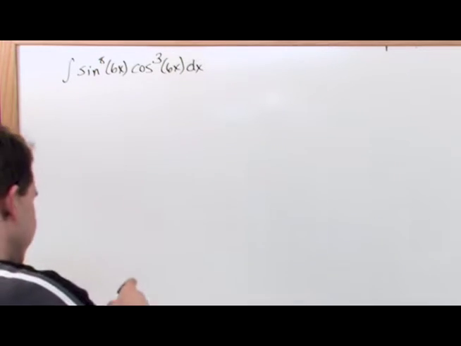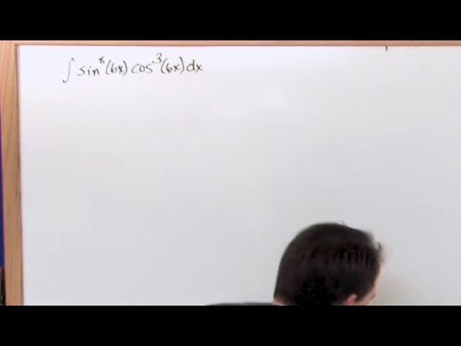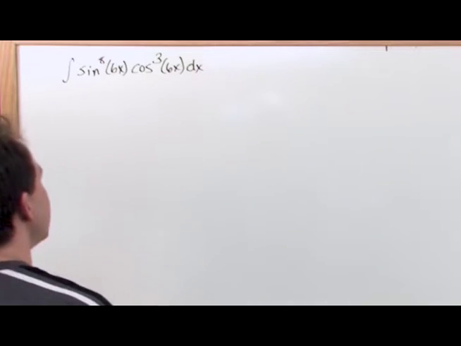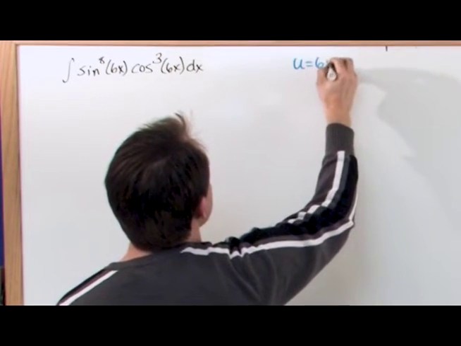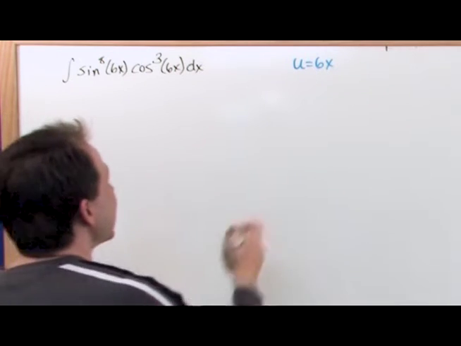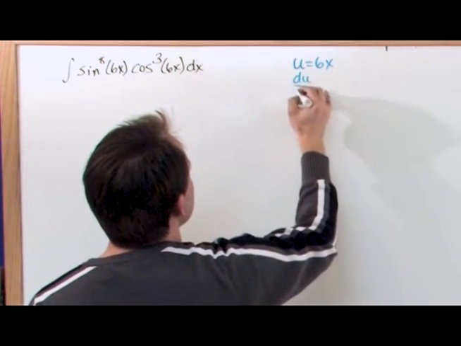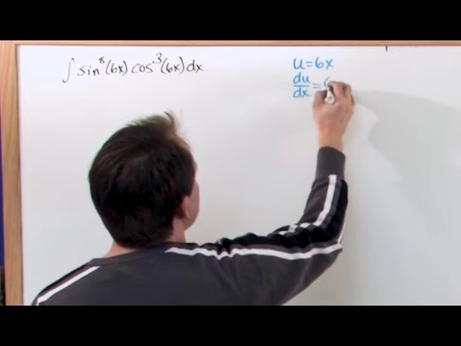But right away, I do not like this 6x that's running around here. I just like to have my integrals clean and simple with just an x in there, so I'm going to get rid of that thing first. The way I'm going to do that is a simple substitution for 6x. u is equal to 6x. So if I do that, then du dx is just going to be equal to 6.